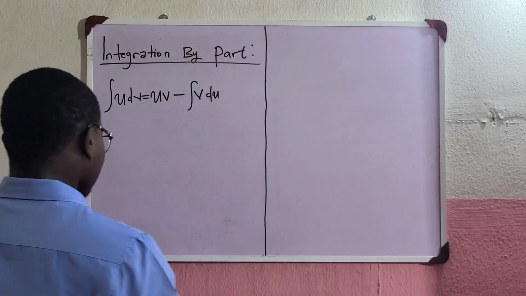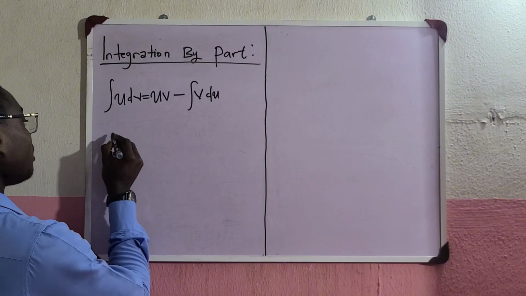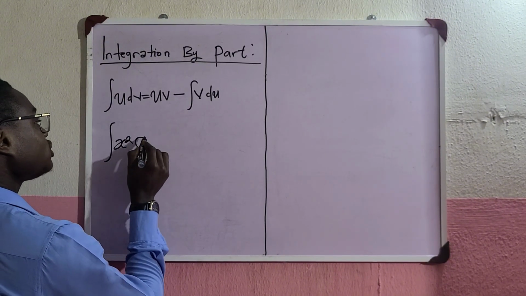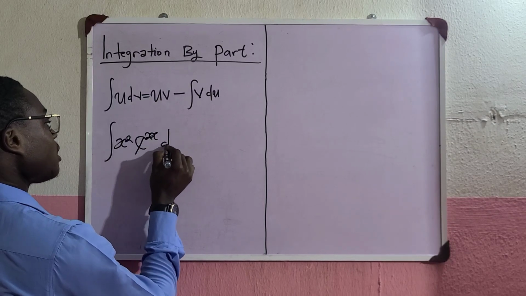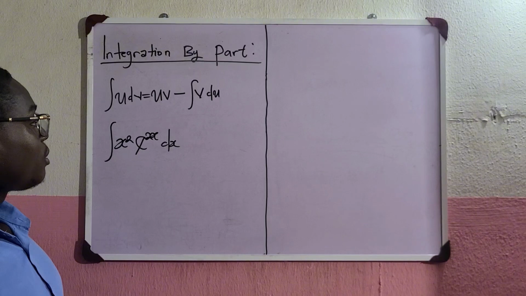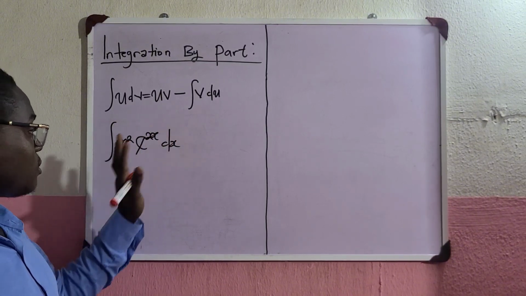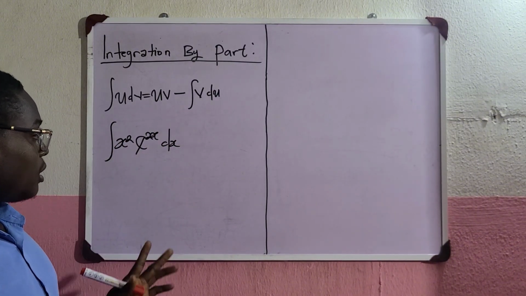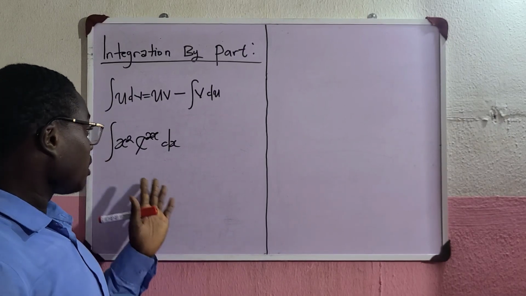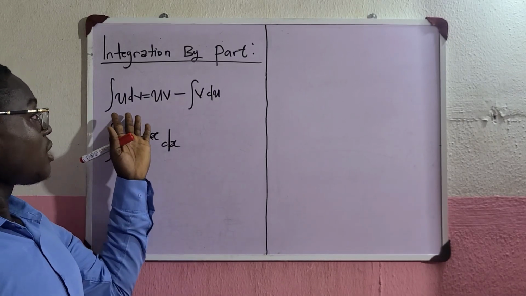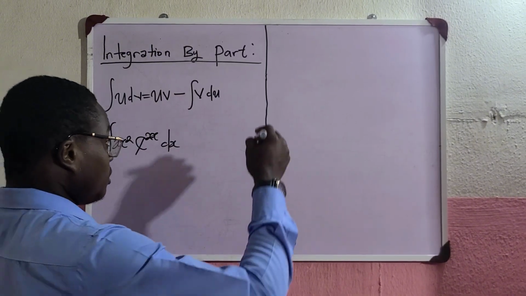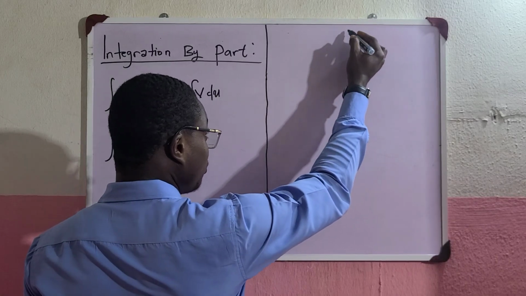Now, suppose we are asked to evaluate the integral of x squared exponential 2x dx. Applying the integration by parts formula, we would use integration by parts to evaluate this integral. The DI method gives us a much easier way to evaluate this integral without repeating this formula. Now, let's see how the DI method works. The first thing is to draw a table.